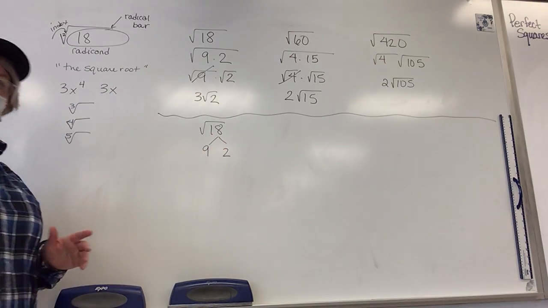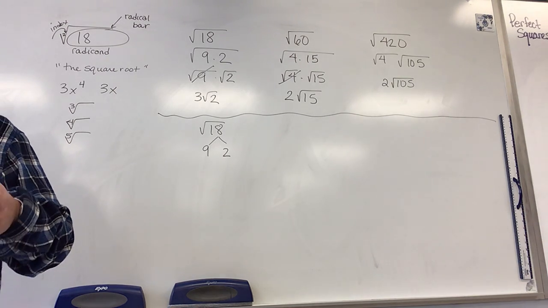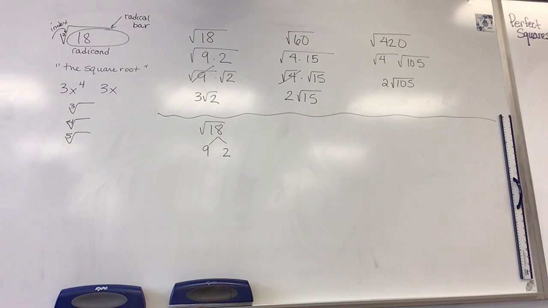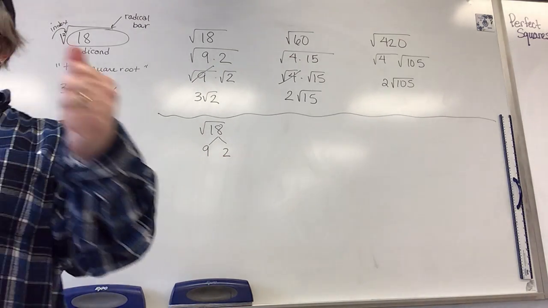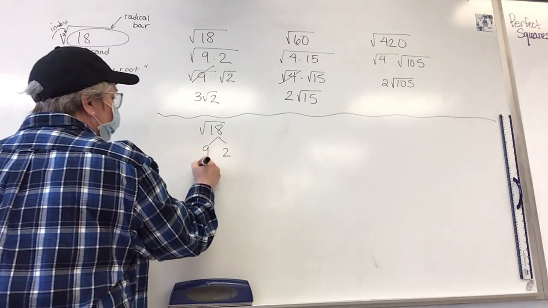Now you stop in a factor tree when you get to a prime, and a prime number is when you can only come down to 1 and itself, right? So the 2 is finished, because this would be a 1 and a 2. But the 9 is going to be a 3 and 3.